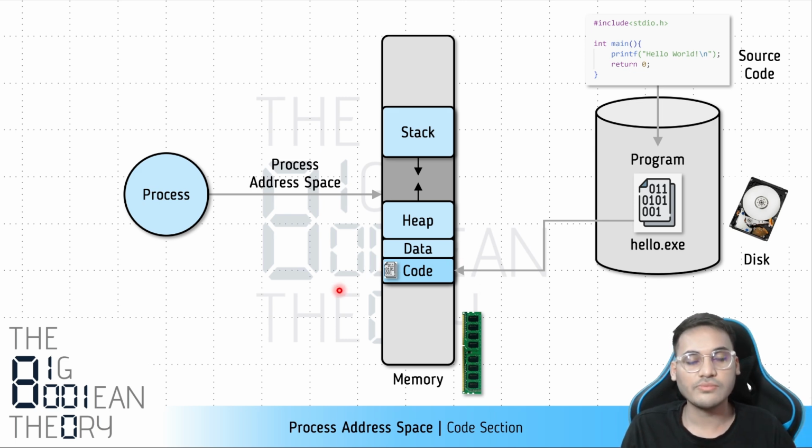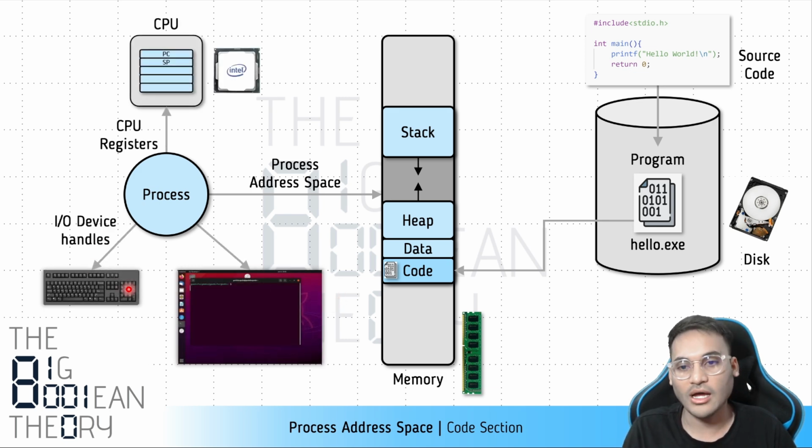So this was about the code section. And finally, as part of process creation, the other steps will also be taken, like setting up the IO devices and the CPU registers. This we have studied in the earlier video, but our main point in this video was this region, that is the address space, how the code section is organized and what it contains.